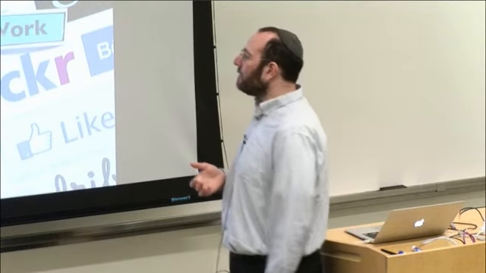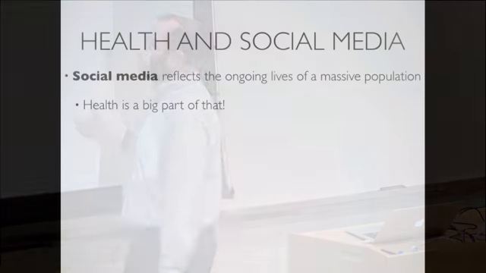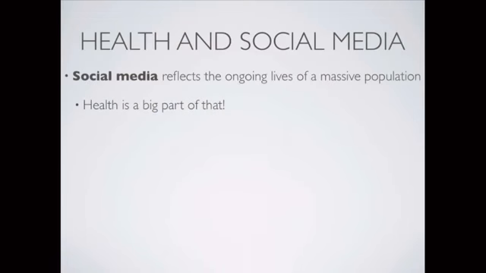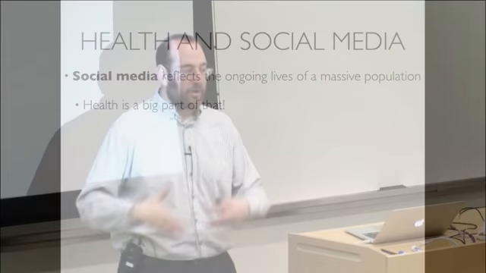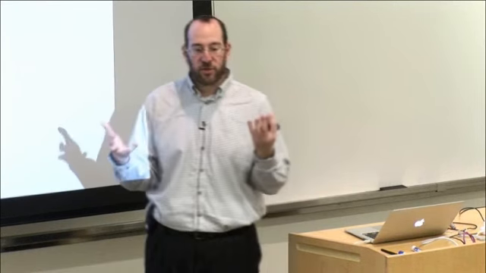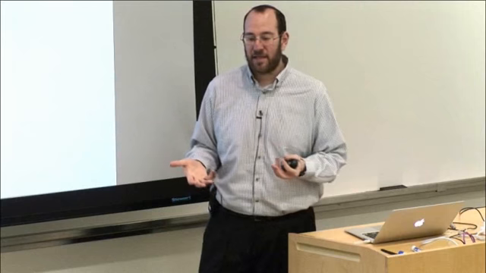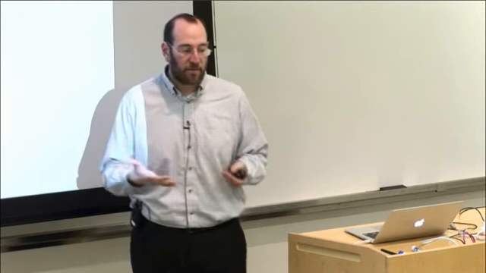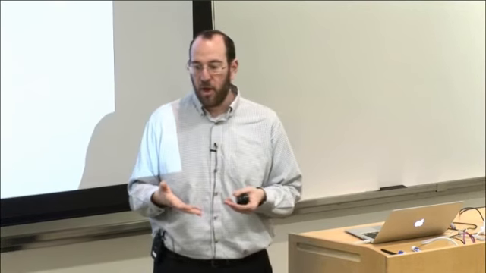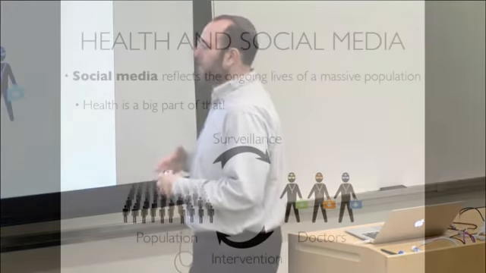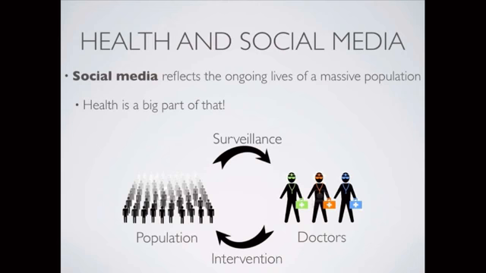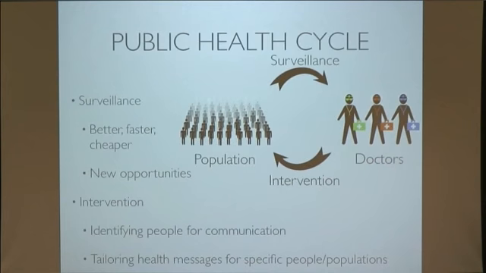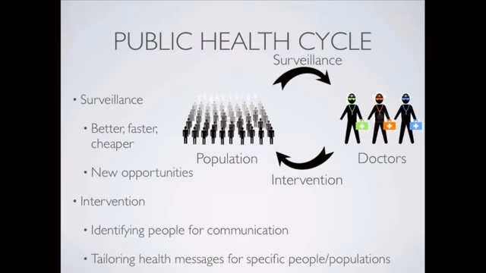Right? And so that means here that we have an opportunity to look at social media, which really is a reflection of the ongoing lives of people. People tweet or write to Facebook or do searches about the sort of things they do on a daily basis. And because health is a part of that daily life for people, we can see part of that in these data. And so that has tremendous implications for both facets of this public health cycle. In terms of the surveillance aspect, it means that we can do things that we already do in a better, faster, and cheaper way.